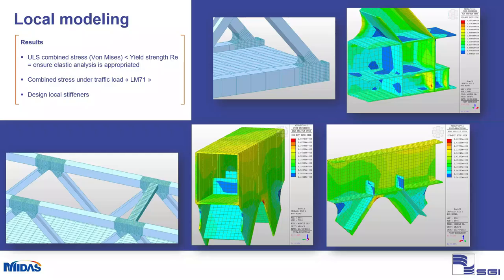Now that local plate elements are included in the bridge model, it's time to perform analysis and check stresses for plate elements. In particular, combined stress will be checked. For ultimate limit states and for sections that cannot reach the plastic resistance, we need to verify that combined stress is lower than yield resistance. Also, for fatigue resistance, combined stress will be checked under train traffic load. As well, local models will be the opportunity to verify local stiffeners.